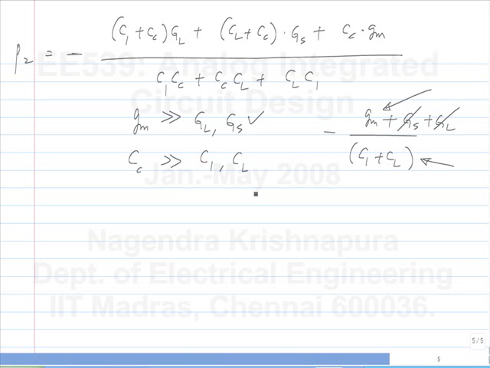So if I short out GM, that's the picture I have. I have a conductance of GM, a conductance of GS, and a conductance of GL in parallel with each other. And across the whole thing, you have C1 plus CL.